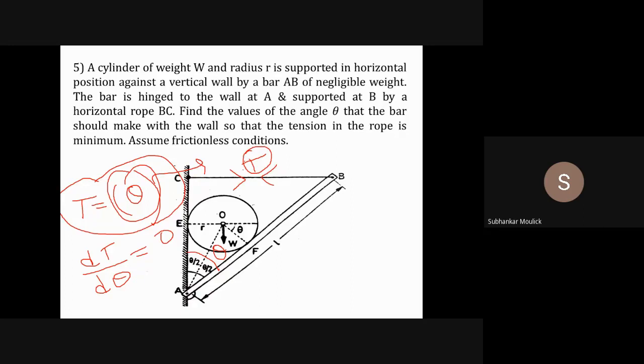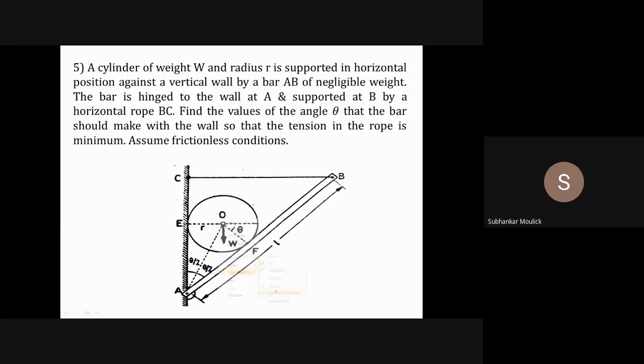Any doubt so far? No, sir, no doubt. Fine. So let us find out the tension T, which should be a function of theta. But before that, let us draw the free body diagram of this problem and find out all the unknown quantities. So firstly, I am drawing the free body diagram of this cylinder. What all forces will be acting from the center of gravity? This weight of the cylinder is acting vertically downward.